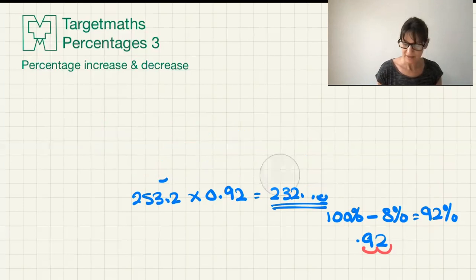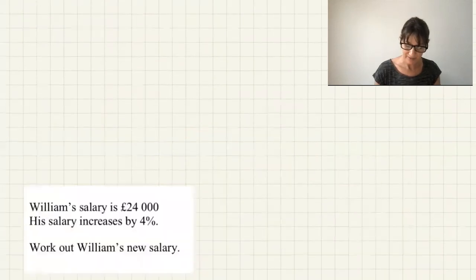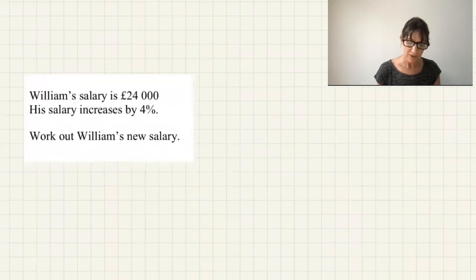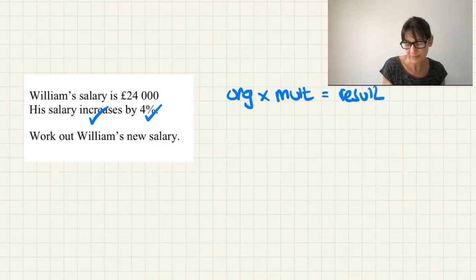Okay. Let's have a look at an exam question. So we've got one here. William's salary is £24,000. His salary increases by 4%. Work out William's new salary. Okay, so I've got a percent. I've got the word increase. It's a 2-tick question. So original times multiplier equals result.